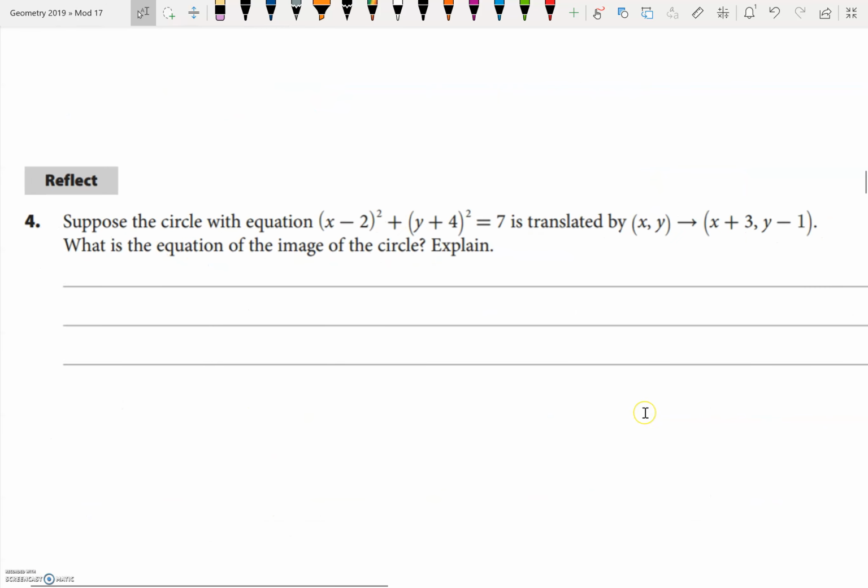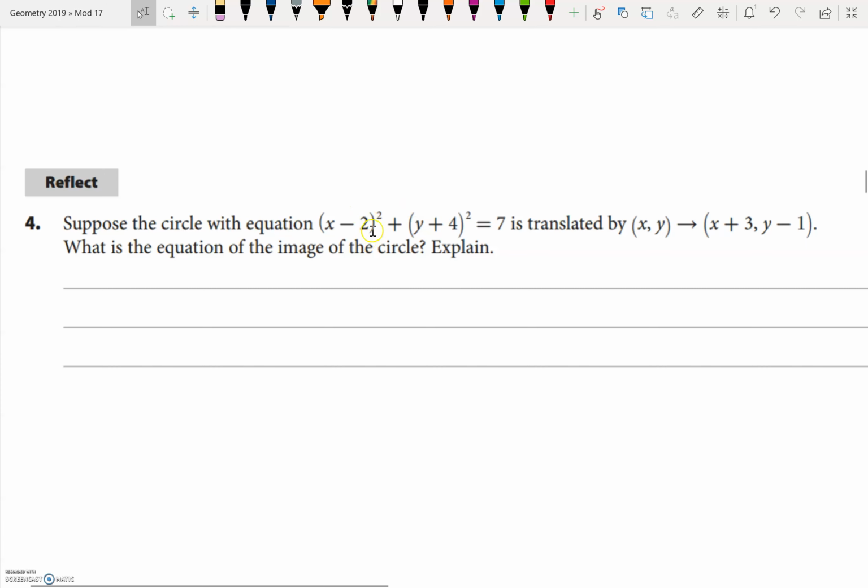It says here, suppose we have a circle with the equation x minus 2 squared plus y plus 4 squared equals 7. It's translated by this. So what happens to our circle? Well, normally our circle center is at positive 2, because our circle moved to the right 2, and then negative 4 because our circle ended up moving down 4. So we started off with this center, and then we are just going to do the transformation. So we're going to add 3, and we're going to subtract 1. So now we end up getting 5 and negative 5.